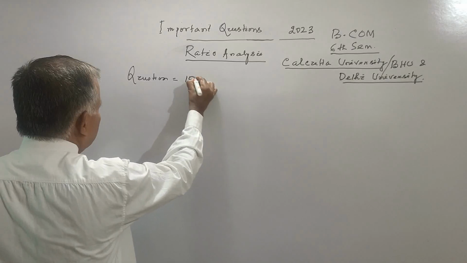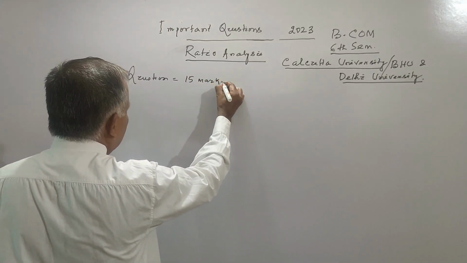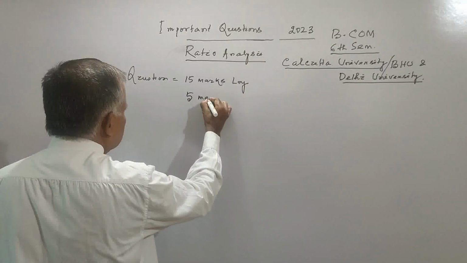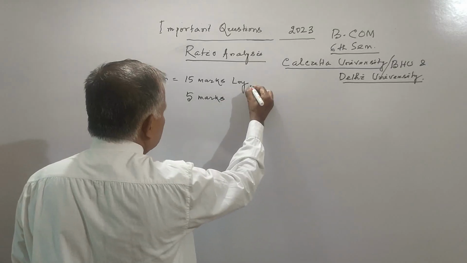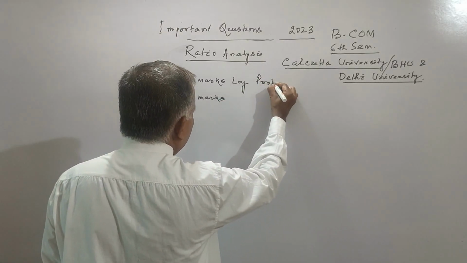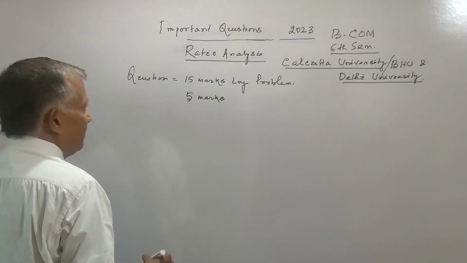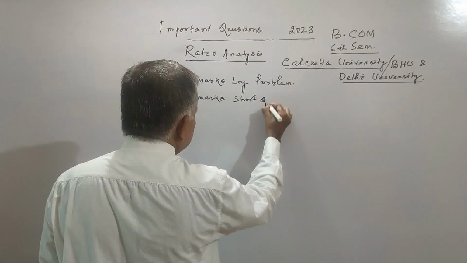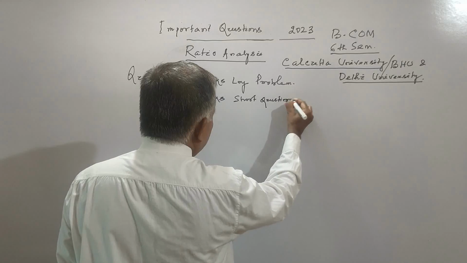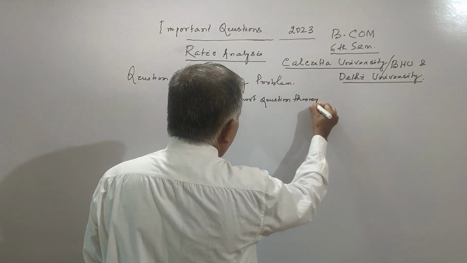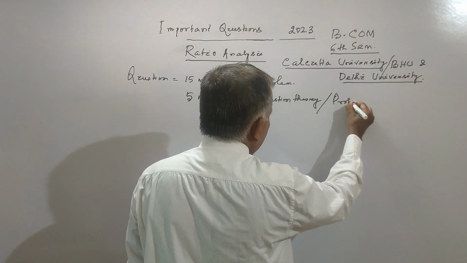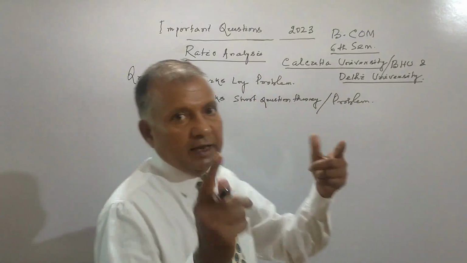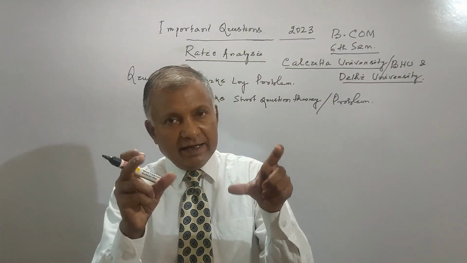one 15 marks long problem, and another one 5 marks. This is for CU. The 5 marks is a short question, theory or problem. So generally these types of questions are asked, and you will get 2 questions in the exam.